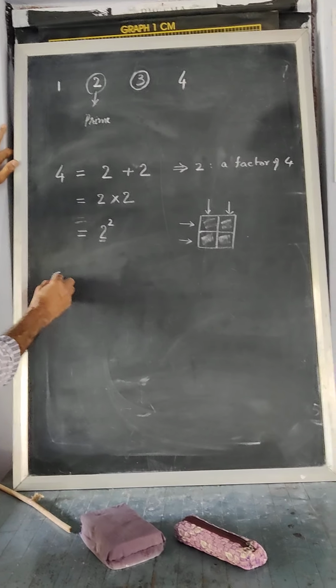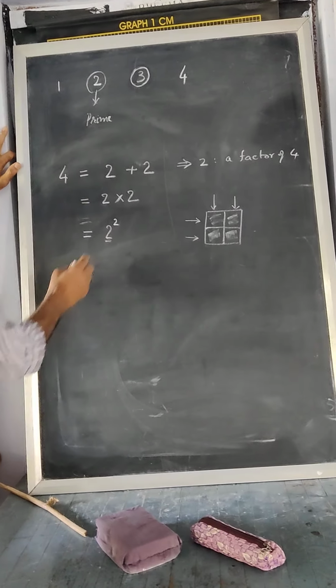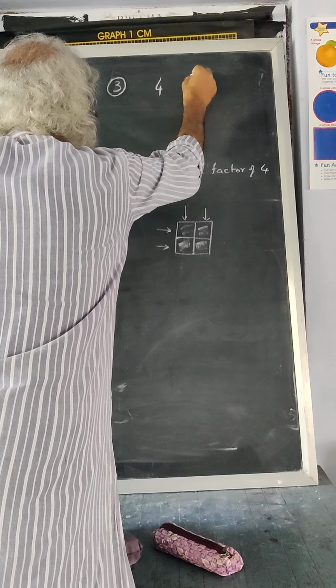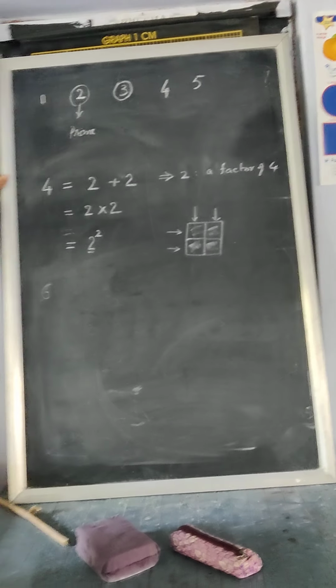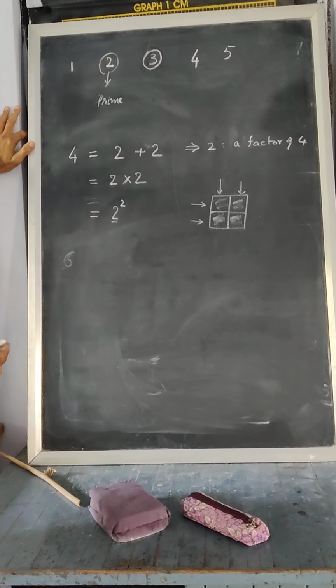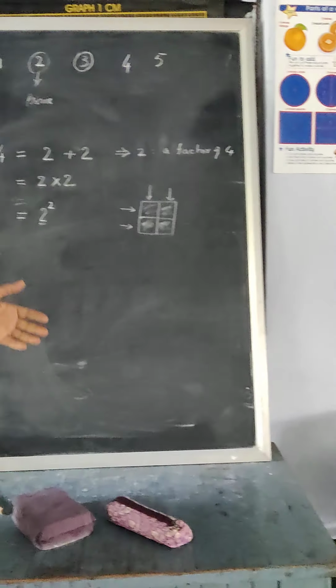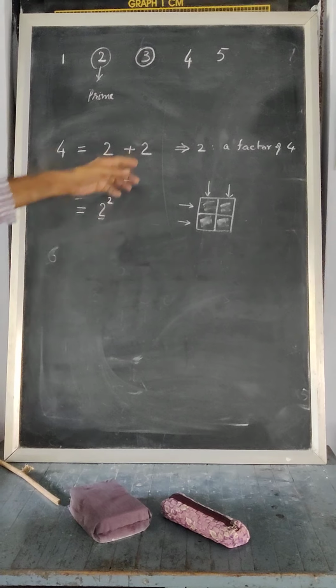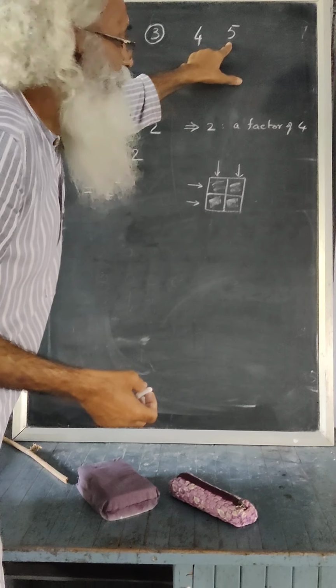Next, you notice that the next number is 5. Is there a smaller number than 5 which, when repeated, gives us 5? No.